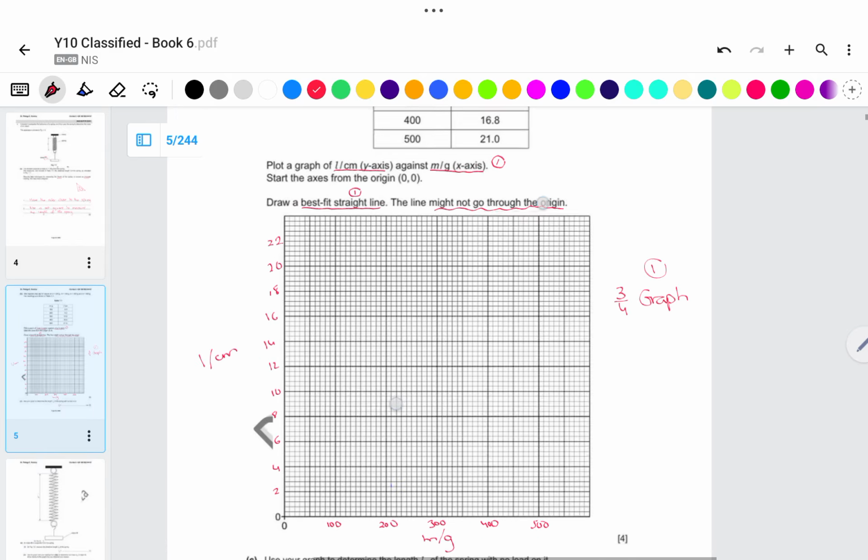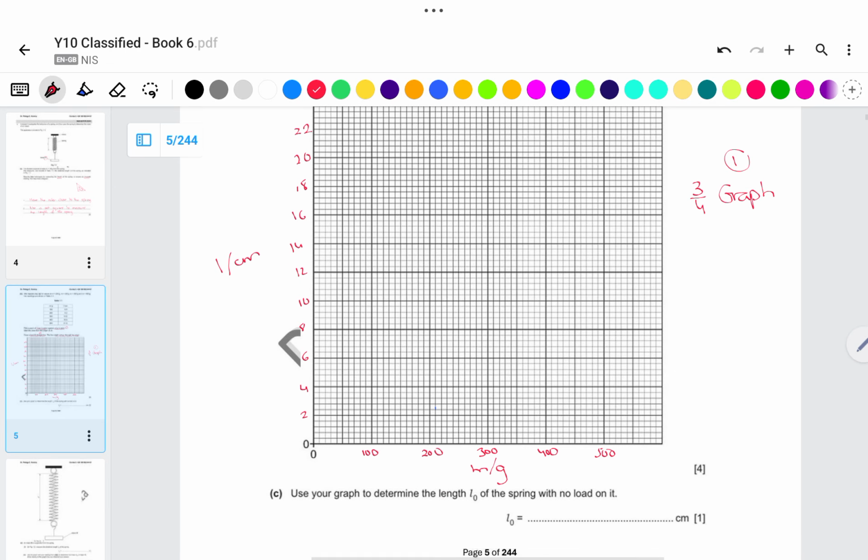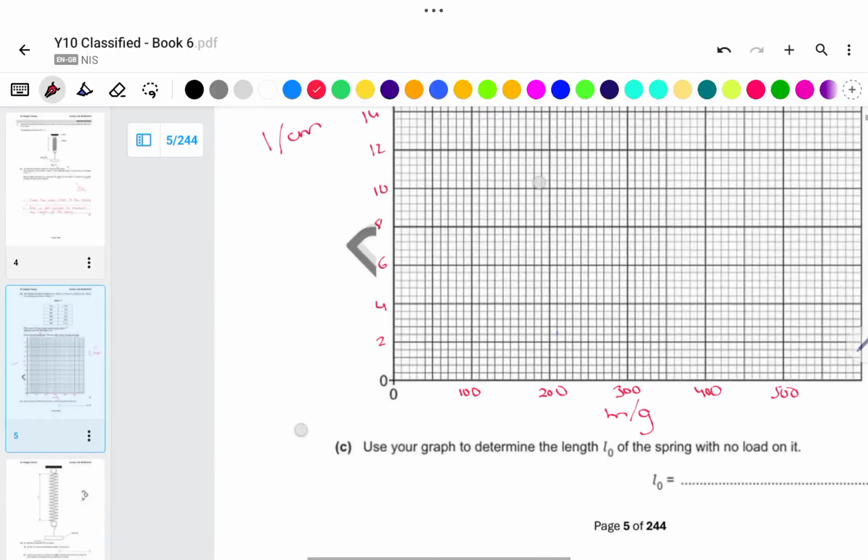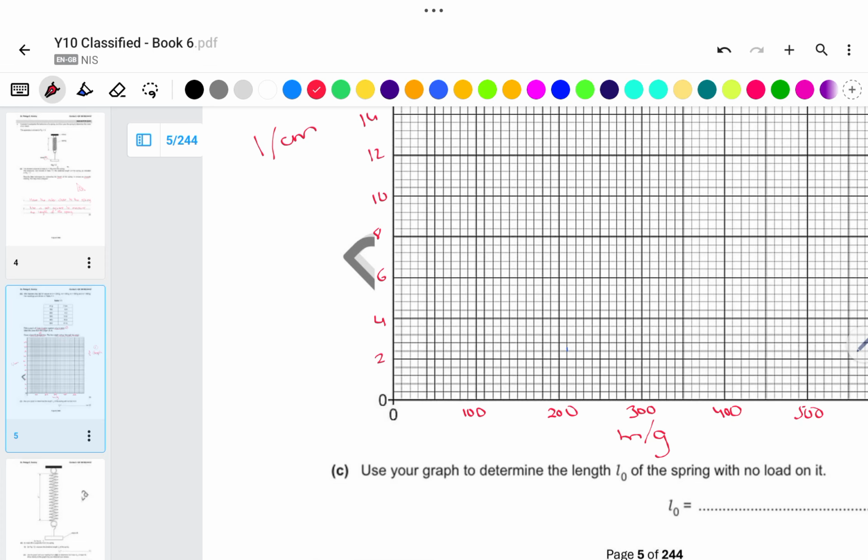For 100, we have 6. Oh, before you start labeling, I just want to give you a trick because we have decimals in this table. As you can see on my y-axis, for each big box, which has 5 small boxes, I chose the difference to be 2, right?